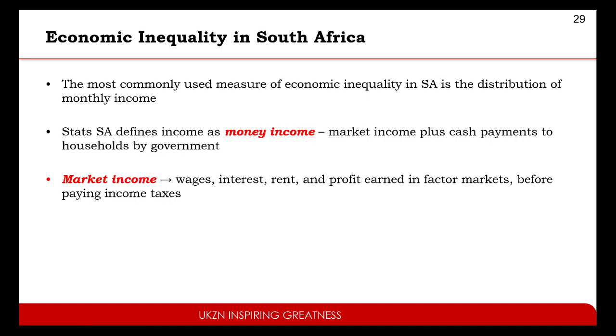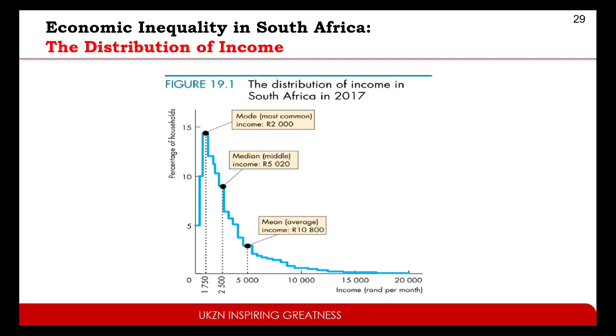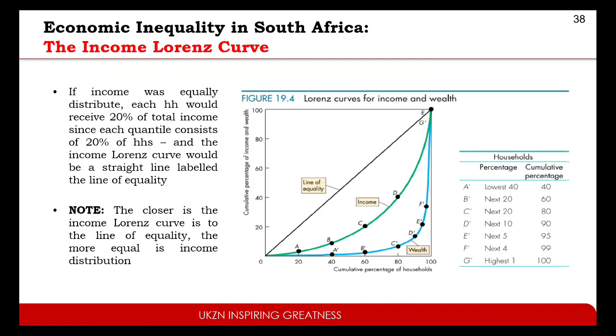Now, money income is your actual money you get as income. Market income is basically all the income you get from the factors of production. Let's see. The distribution of income. So most people earn incomes around here, 2,500. Very few people earn incomes over here, right? So as you can see, there's more poor people over here. Yeah, so that's it. Okay.